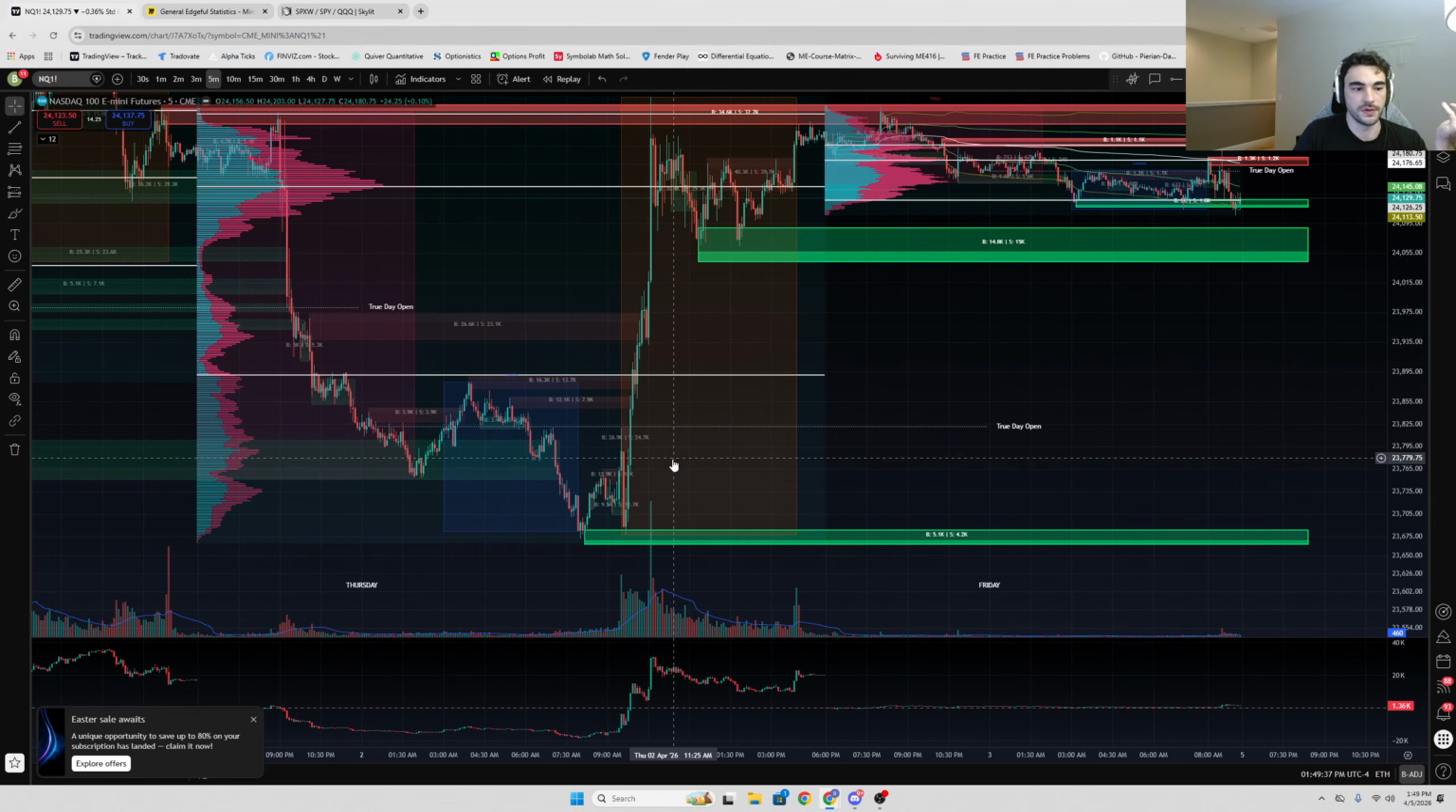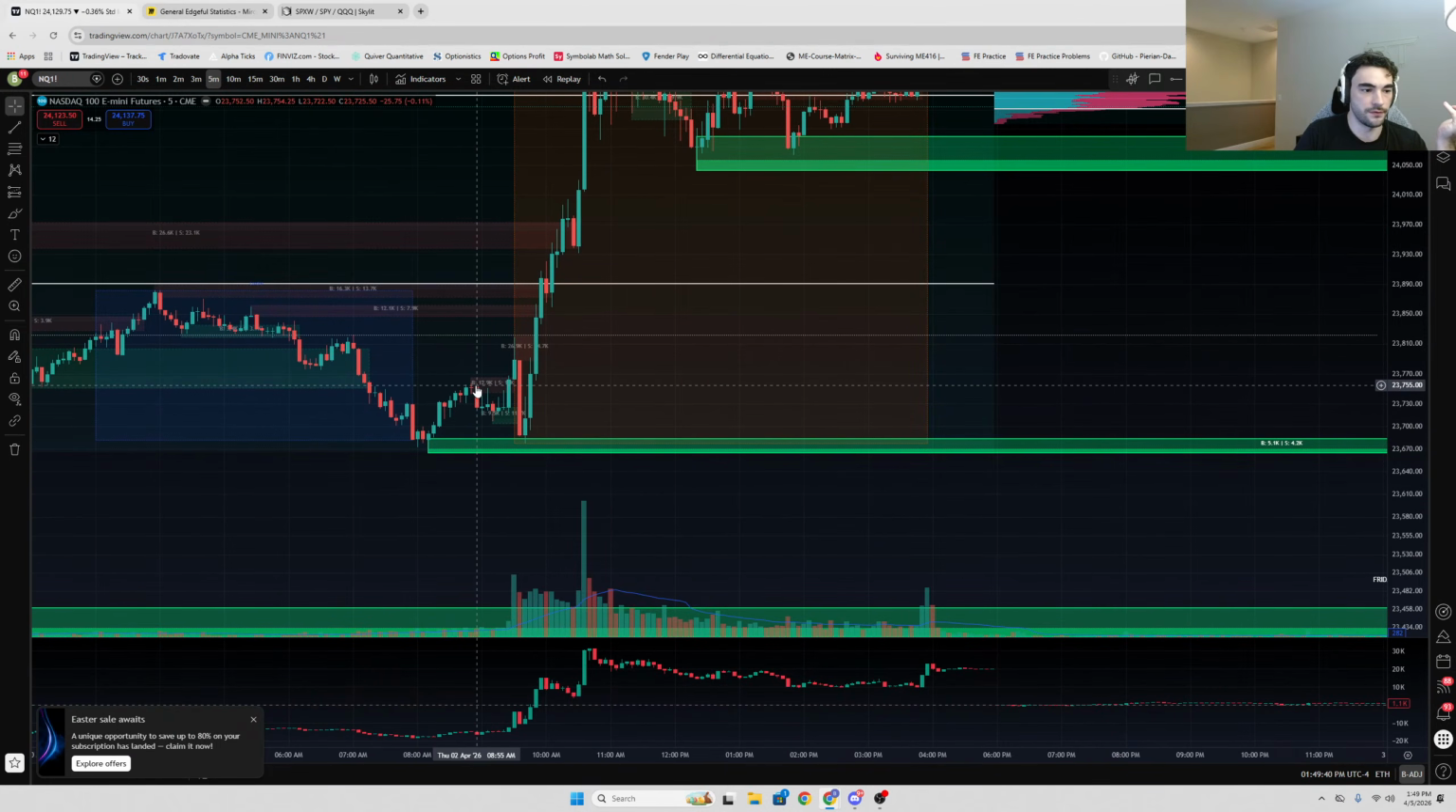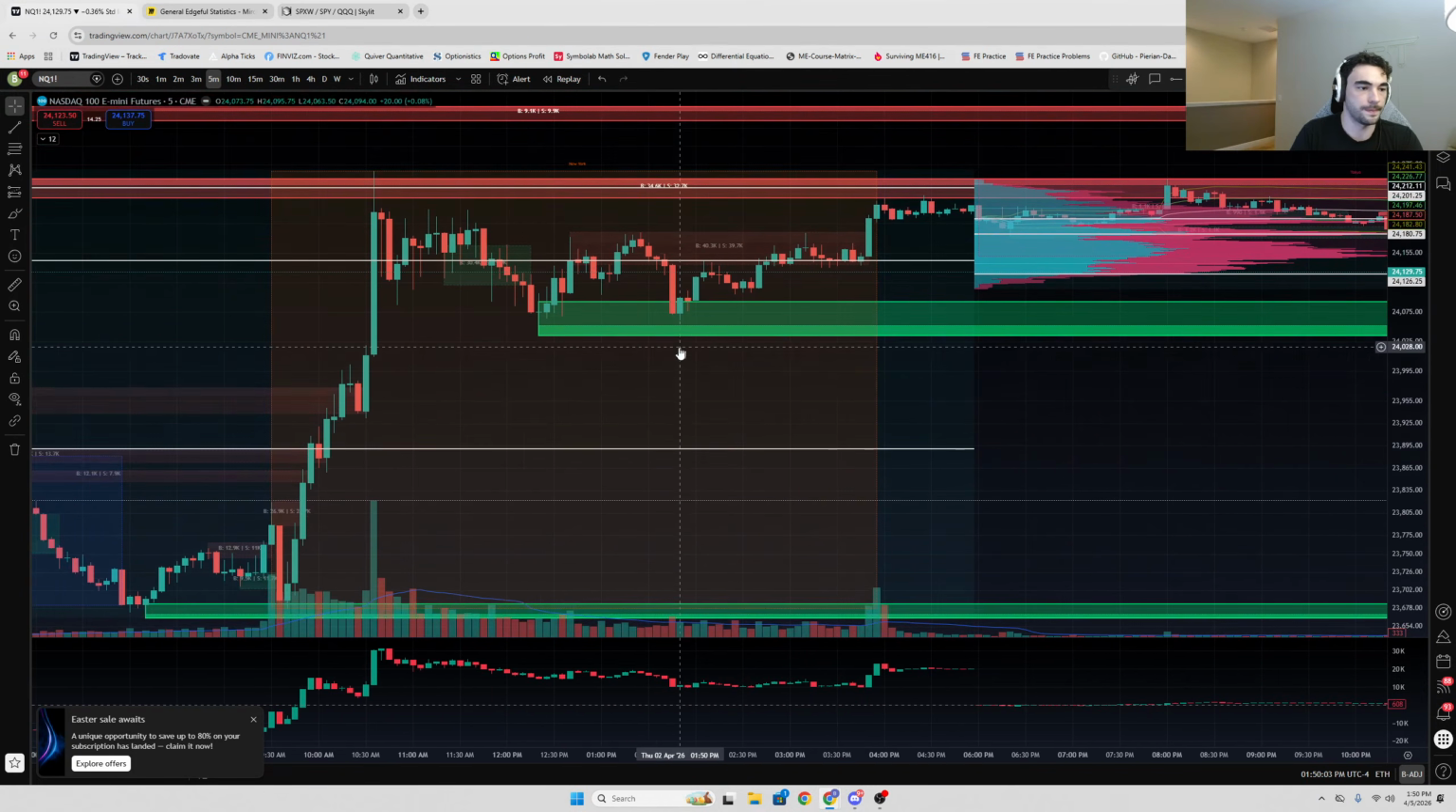So if you see a zone form, like this zone only established since 8:50, it gets run through by like 9:25. This one also gets run through 9:10 to 9:35. It hasn't been established for that long, so it gets run through pretty quick. This one, 9:30 to 9:50, gets run through pretty quick. But this zone sets up, and then this zone starts to hold. This one holds as well.